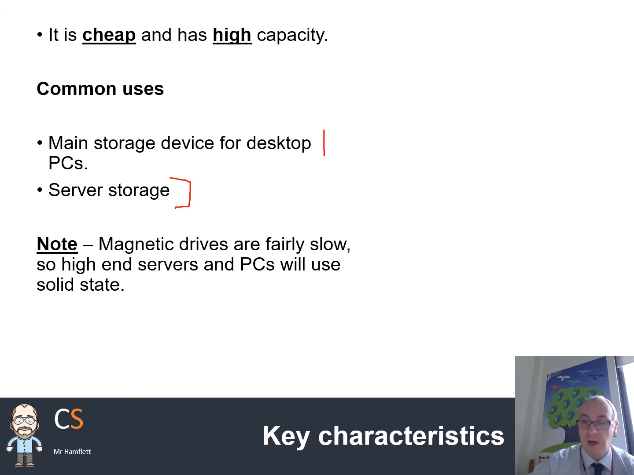For example, if I was setting up maybe Dropbox or Google Drive or OneDrive, I'm going to need lots and lots of petabytes of data and lots of storage devices. So using solid state for all of that would be prohibitively expensive, whilst with magnetic we can always get around the slowness by just having lots of them. So magnetic drives are fairly slow, so high-end servers and PCs sometimes will use solid state drives. It's not unusual to have servers which do use solid states, but it depends on the trade-off between speed and capacity. Okay.